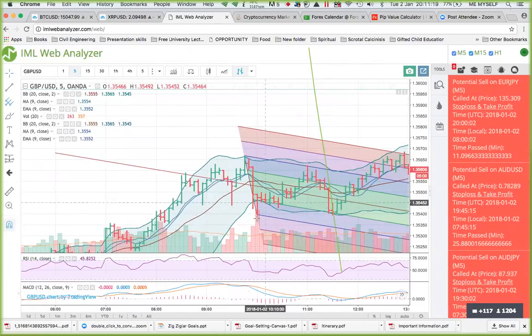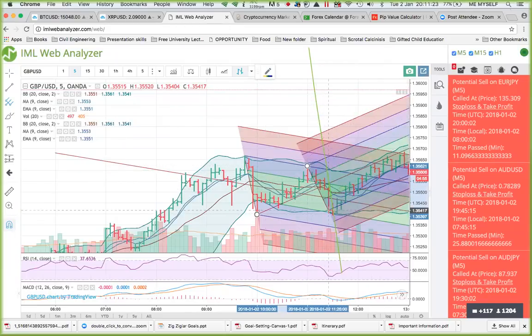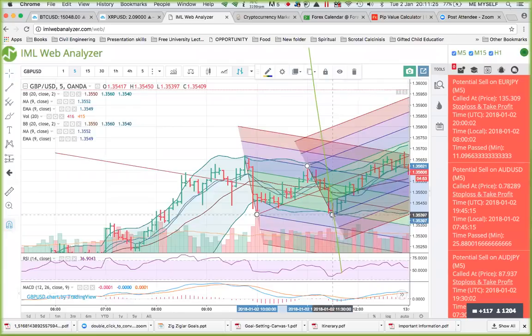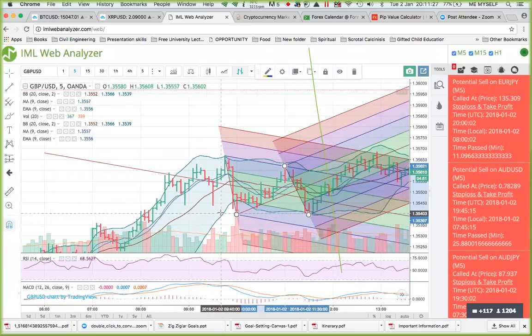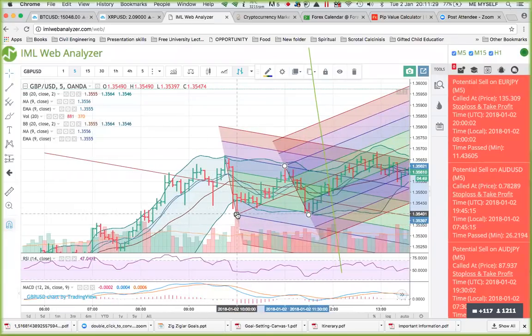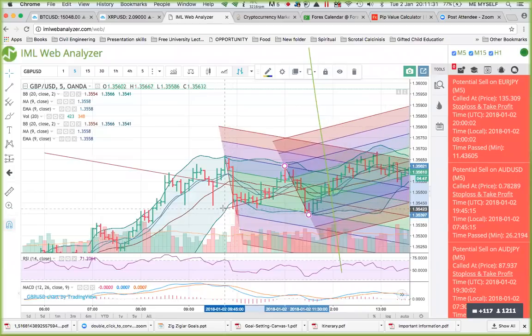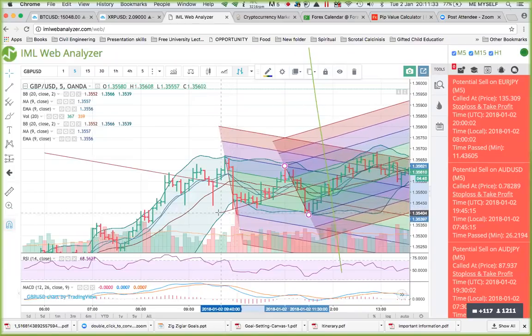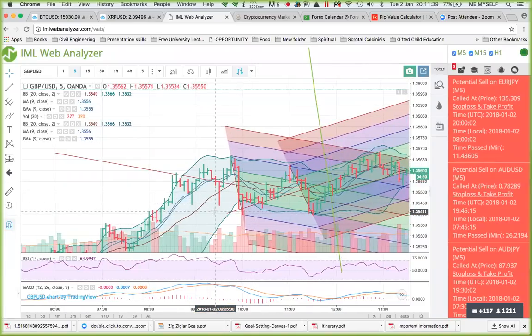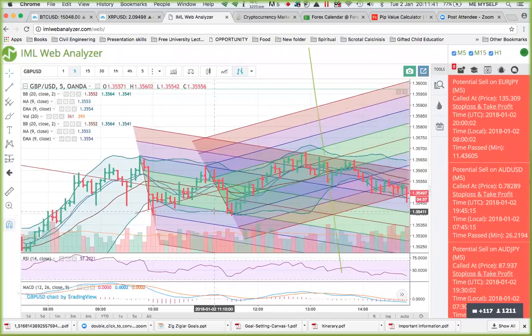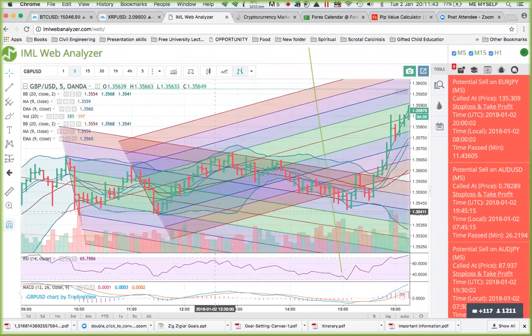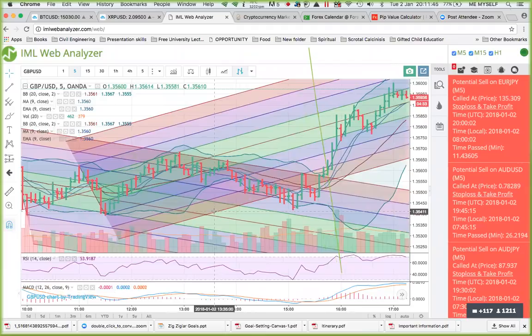So if I draw another pitchfork from this high to that high, we could have swung it around to suit our prices. So say, for example, probably about there would have been a good way to set this pitchfork. And let's see whether we have any more hits on this pitchfork.